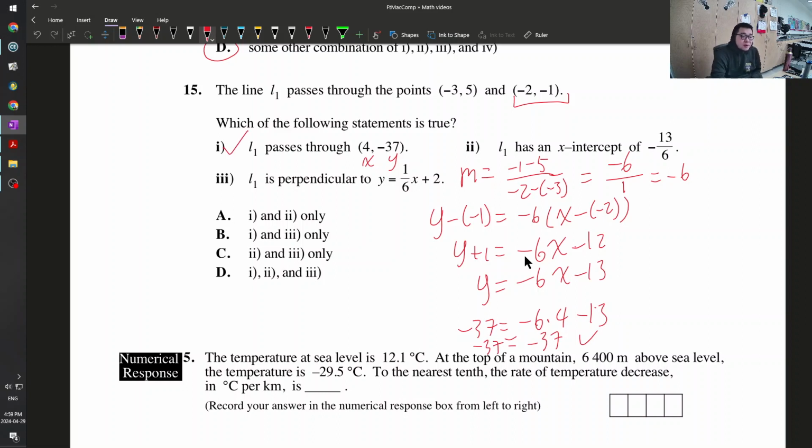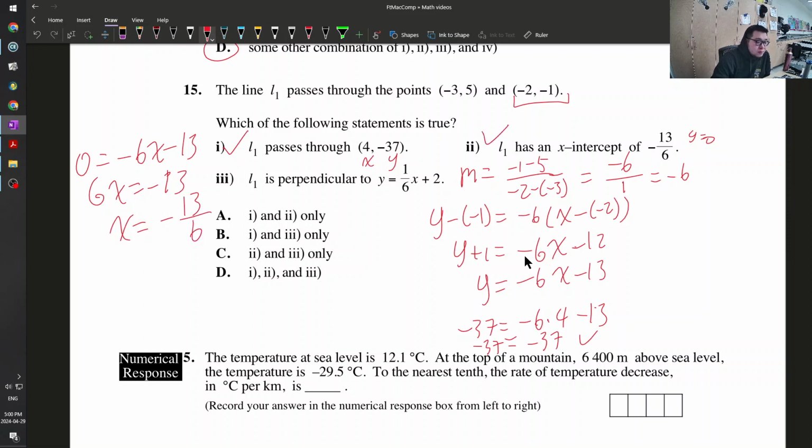Okay, now if I want to find the x-intercept, that means the y is equal to 0. So substituting y is equal to 0 for this one, we get 0 is equal to negative 6x plus minus 13. Add both sides by 6x, so we get 6x is equal to negative 13. Divide both sides by 6, x is equal to negative 13 over 6, which is correct. Oh, that's ugly.